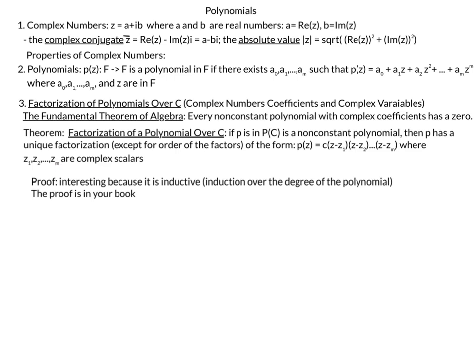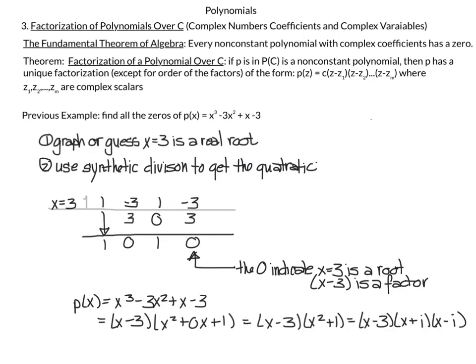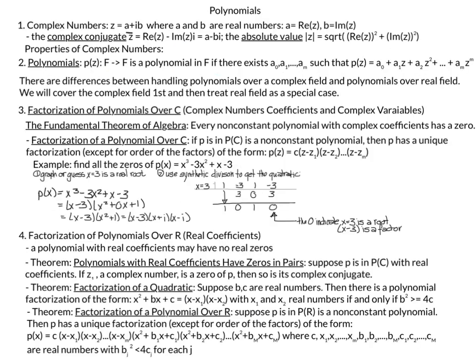The proof is interesting because it is inductive. It's induction over the degree of the polynomial, and it's in your book, and I am not going to spend time doing it here in this video. But as we had seen in our previous example, we did this factorization using synthetic division, and the solution we got was P of x is equal to x minus 3, x plus i, x minus i. So it's exactly this form here, and this is an example of this theorem.